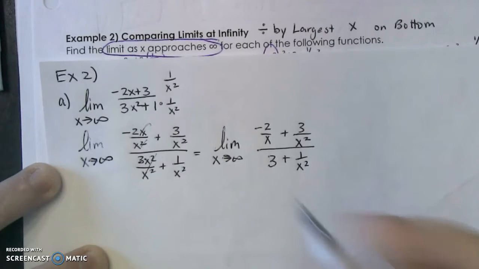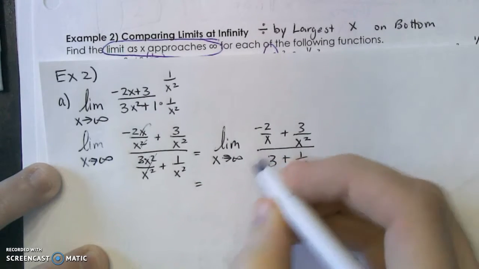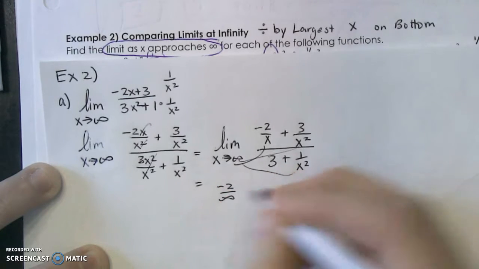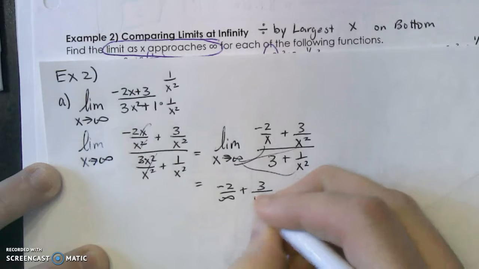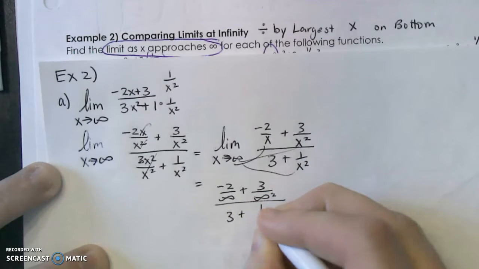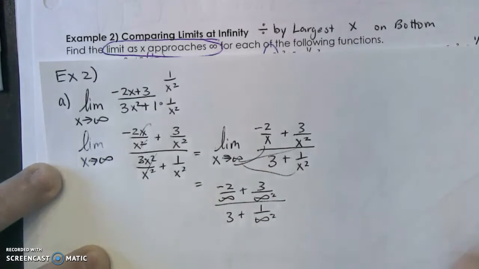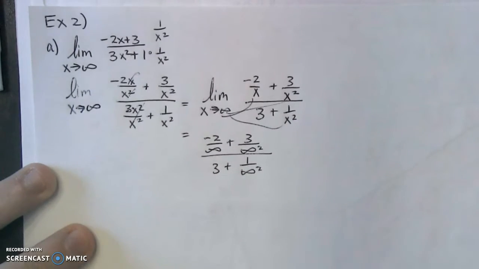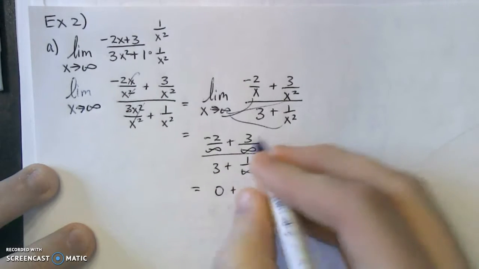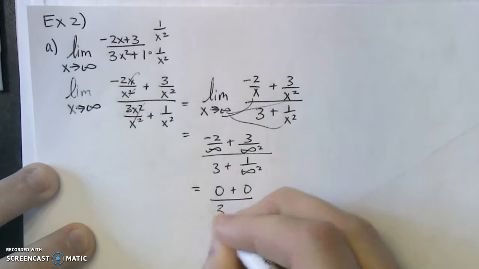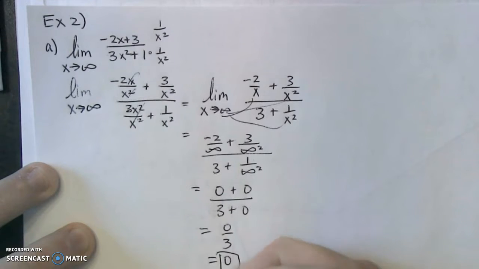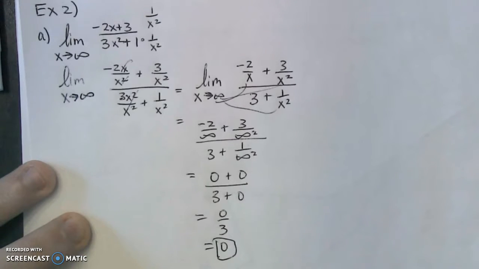From there, we can fill in our infinity. So I'm going to have negative 2 over infinity plus 3 over infinity squared, which is infinity. And then 3 plus 1 over infinity squared, which is infinity. And from the rules at the top of our notes, we see that a number divided by infinity is 0. So that is 0. 3 plus 0. So we get 0 over 3, which is 0. So part A's answer is 0.